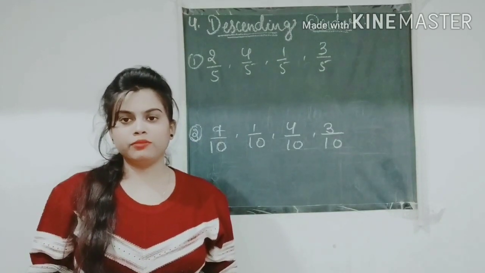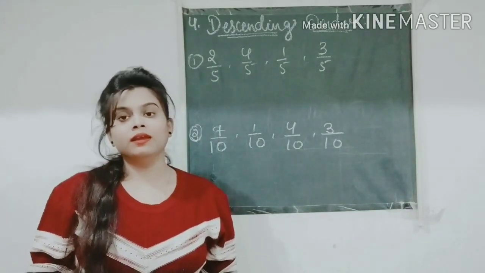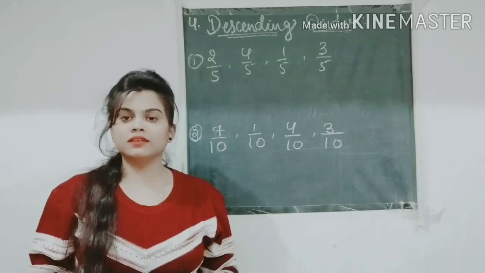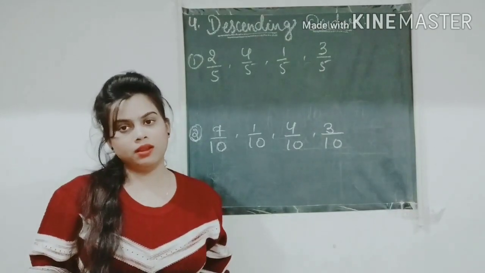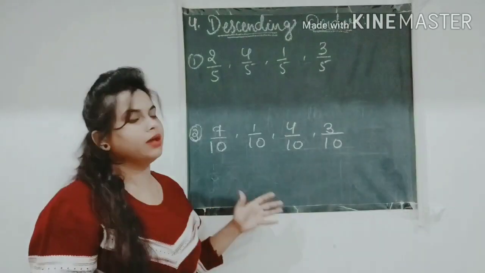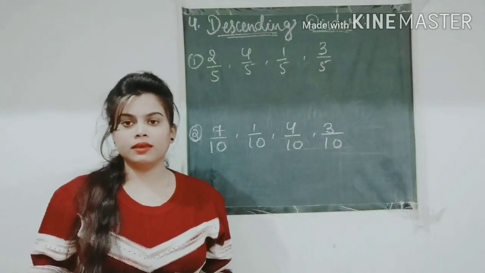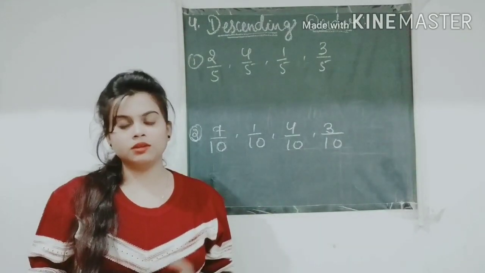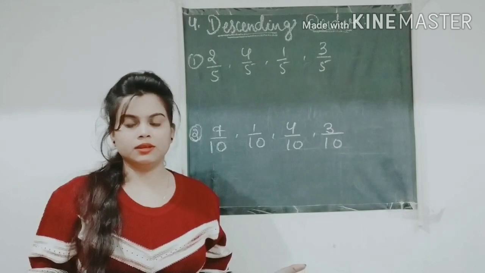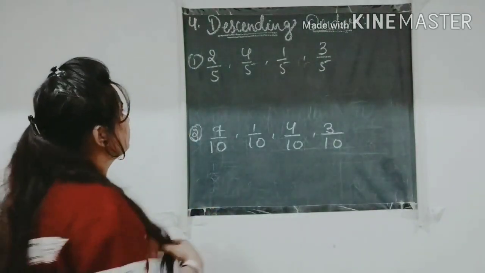Next question, question number 4 is descending order. Now descending order means bigger number to smaller number. So here we have to arrange the fractions from bigger fraction to the smaller fraction. Understood? So let's do it.